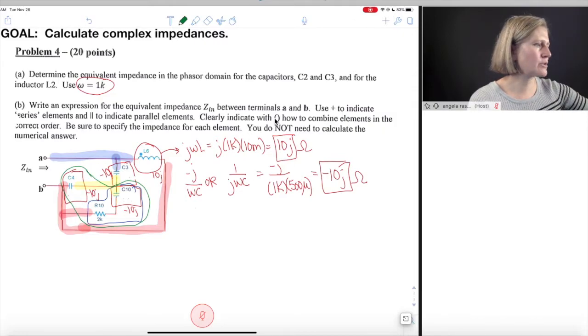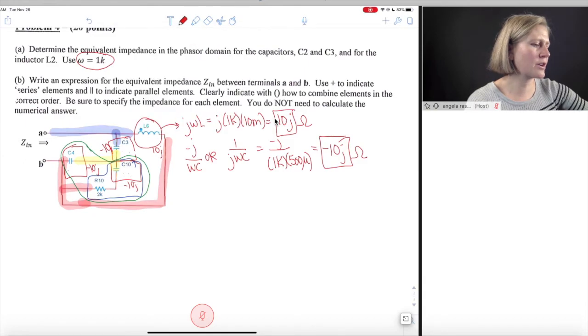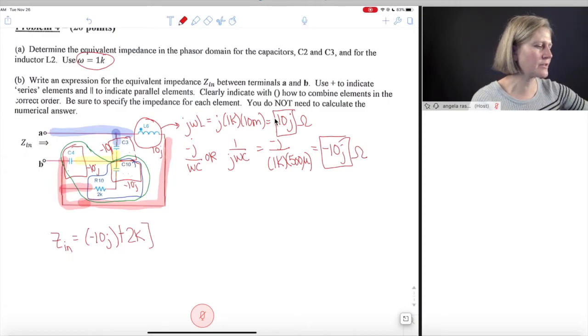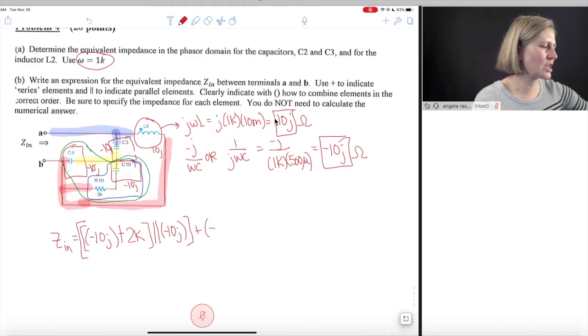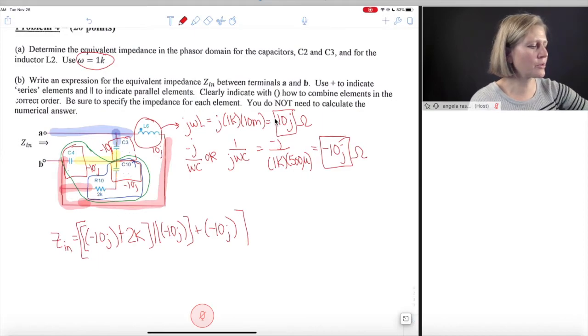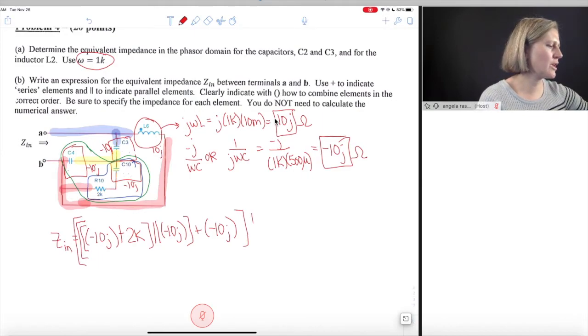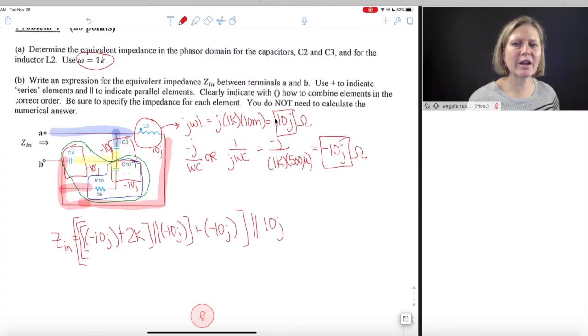So writing that out, we have our complex impedance Zn is equal to the C10, which is a minus 10J, and that's added to the 2K. Those were in series. That was in parallel with the C4, which was minus 10J, and that was all added to the C3, which was a minus 10J, and all of those were in parallel with the positive 10J. So this is how we would write that complex impedance.